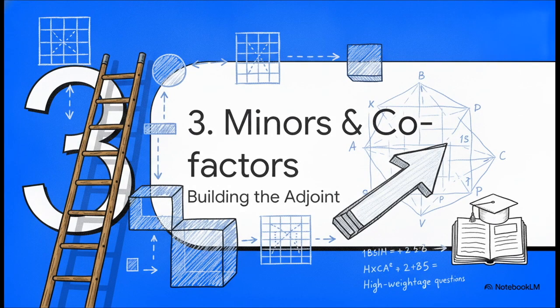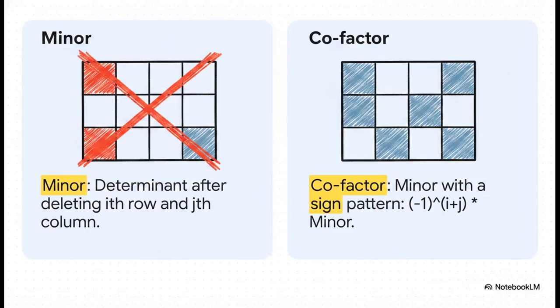All right, stepping it up a notch. Section 3, minors, cofactors, and adjoints. We're moving up the ladder into the operational mechanics now. These are the heavy lifters you're going to need for those long answer, high-weightage exam questions. Getting this down is non-negotiable.